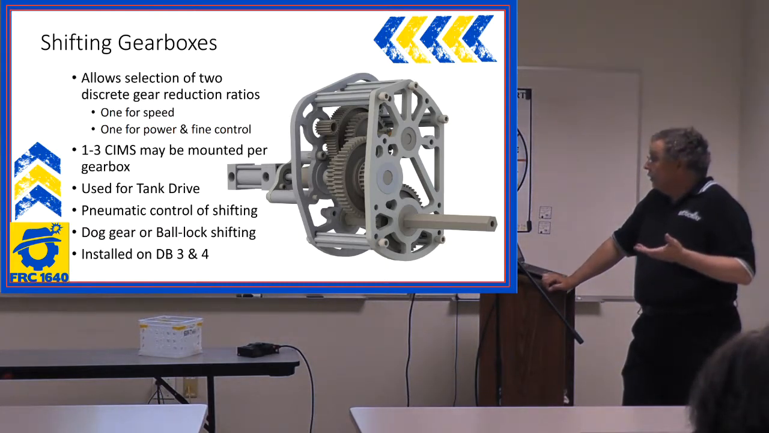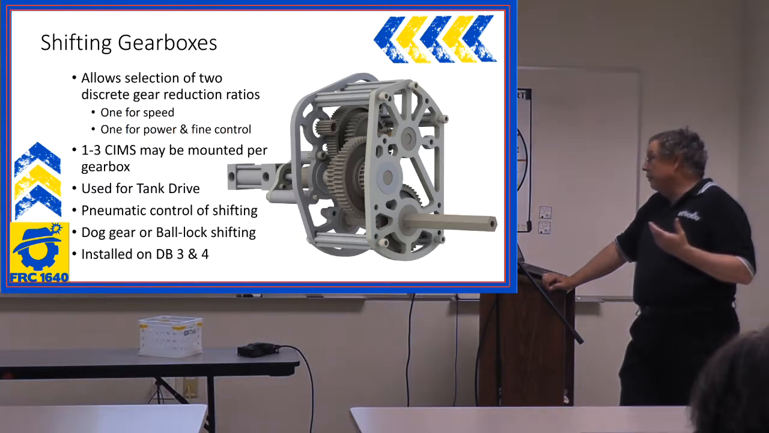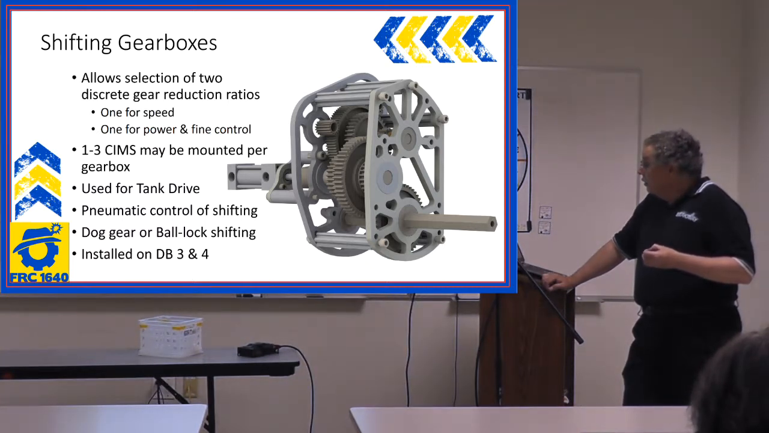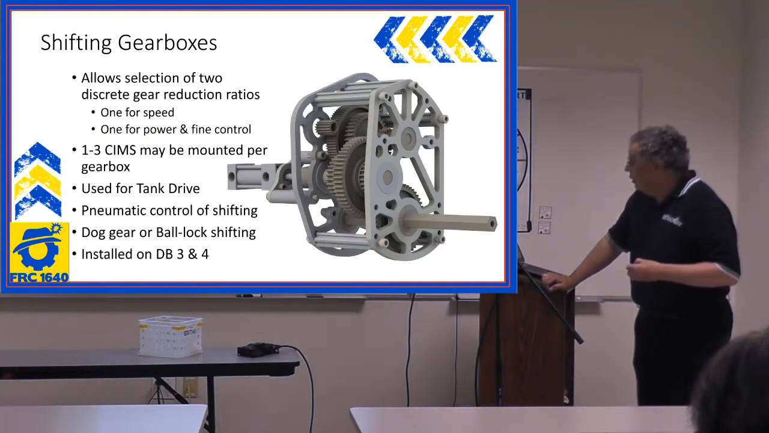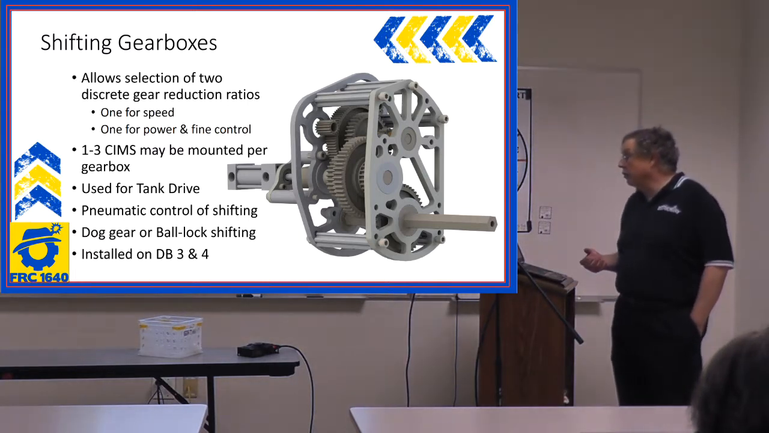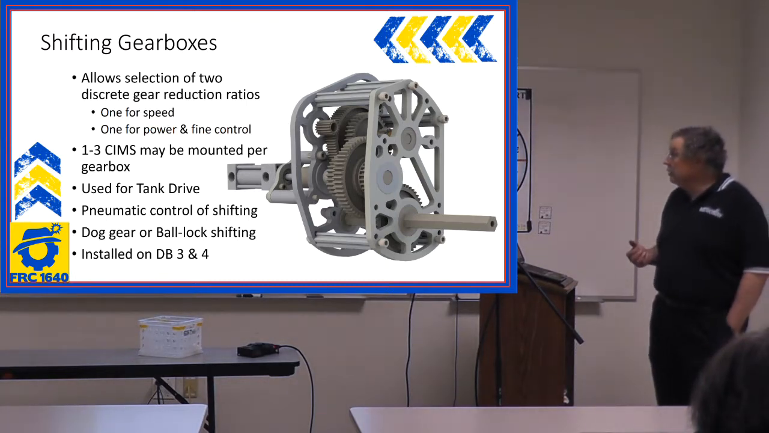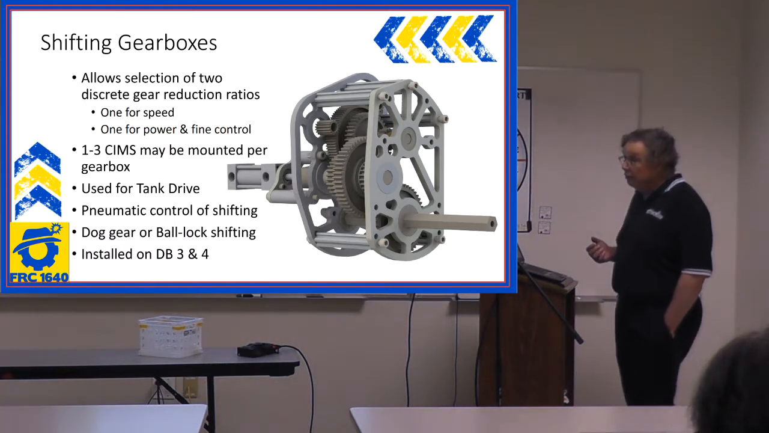These are available from a number of suppliers. They can have 1 to 3 sims mounted on each one, so they can be very powerful. They're normally used with tank drive, and with tank drive they almost always have 2 or 3 sims. They use pneumatic control for shifting, and there are 2 types of shifting mechanisms, which I won't get into here. One's called a dog gear, and one's called a ball locking shifting. We did use gear shifting in 2 of our old robots, Dubots 3 and 4, but we haven't used them very much.